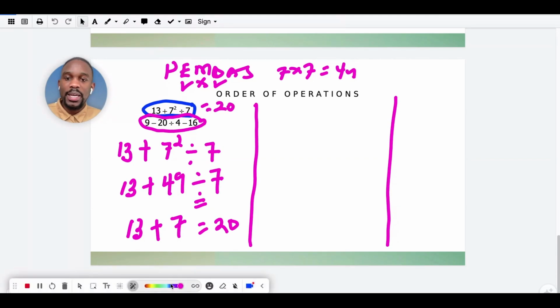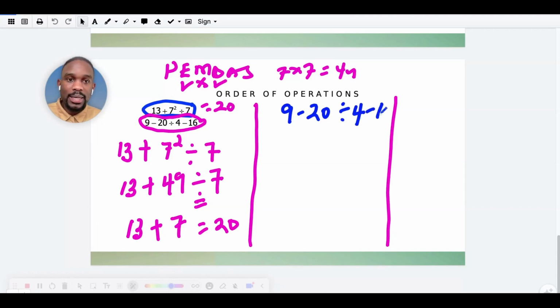What about our denominator? Our denominator is 9 minus 20 divided by 4, minus 16. We're still going to follow PEMDAS. Going back to PEMDAS, P, do you have any parentheses? No, we don't. Okay, move on. Do you have any exponents? No, we don't. Do you have any multiplications? No, we don't have any multiplications. Okay, do you have any division? Yes, we do. This is our division.